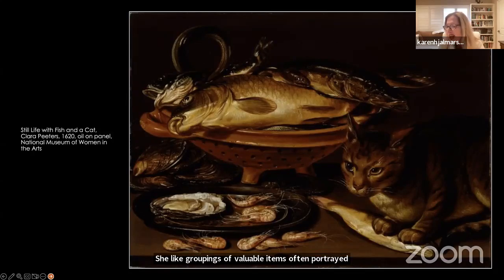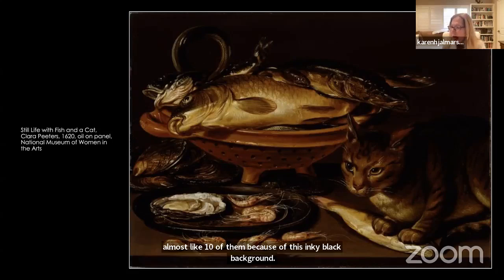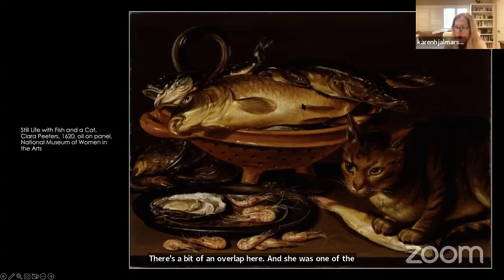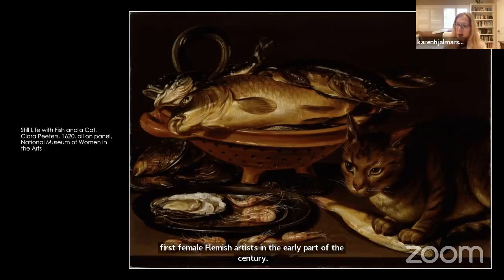But here we have a really fascinating take on a still life, and it's a still life with a cat and a fish. So what is represented here? Obviously, the bounty of the sea. These fish in this colander are just overlapping, this profusion. And look at this amazing light. She creates depth and shadow with this chiaroscuro, almost like tenebrism because of this inky black background. There's a bit of an overlap here. And she was one of the first female Flemish artists in the early part of the century. So she was an early woman artist.